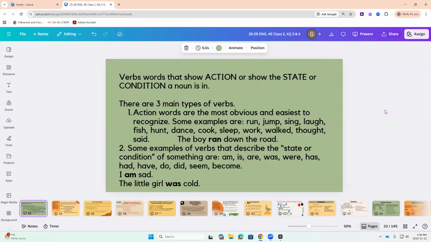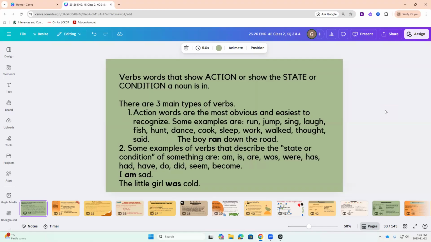Some examples of verbs that describe the state or condition of something are things like am, is, are, was, were, has, had, have, do, did, seem, or become. I always think of these ones as words that are hard to picture. I can picture somebody running or laughing or singing or fishing. I can't picture somebody "ising" or "aring," right? There isn't anything they're doing. They're just existing. So that's what we're saying. It's the state or their condition.